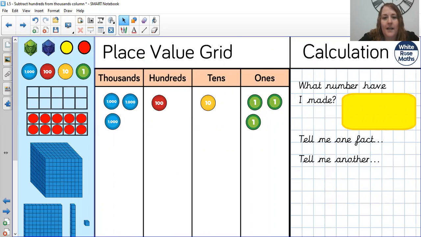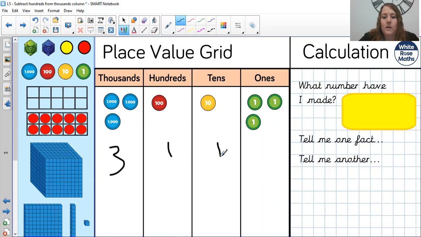Please tell me what number I have made with the counters. Lots of you will be getting a lot quicker at this by now. Hopefully you can see there are 3 thousands, 100, 10 and 3 ones. So if I pop my comma in, the number is 3,113. Again, if you can think of a fact about this number, it's bigger than this number, it's smaller than this number, tell me another one. And then when you're ready, you can unpause it and we'll move on to the question.